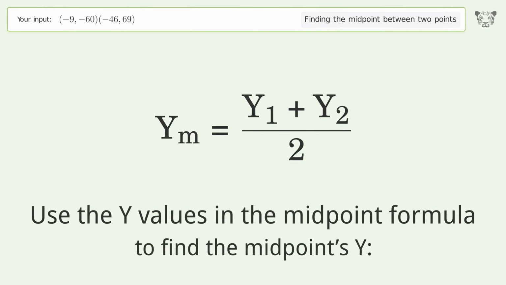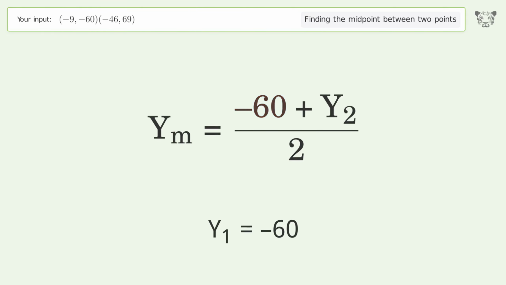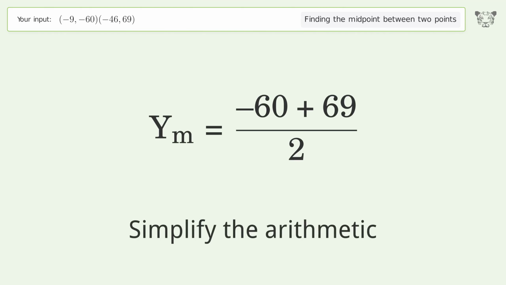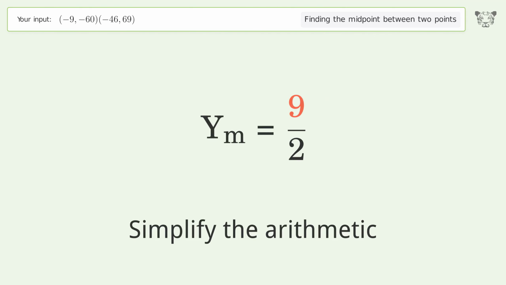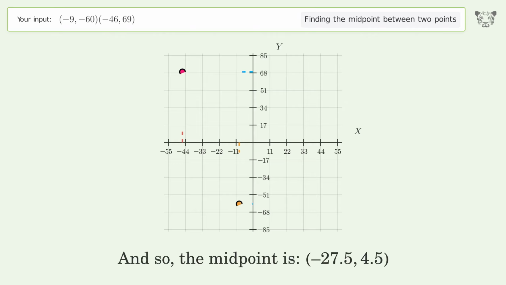Use the y values in the midpoint formula to find the midpoint's y. y1 equals negative 60. y2 equals 69. Simplify the arithmetic. And so, the midpoint is negative 27.5, 4.5.